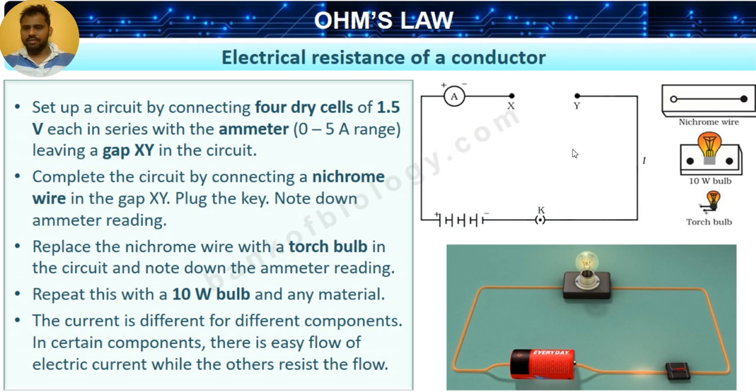Replace the nichrome wire with a torch bulb in the circuit and note down the ammeter reading. Repeat this with a 10 volt bulb and any material. The current is different for different components.